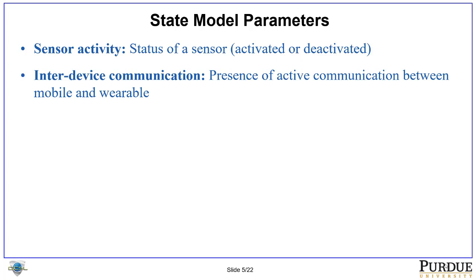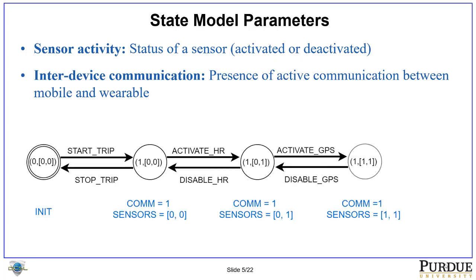Let's take a look with an example. Suppose we have a fitness application in a device with only two sensors, heart rate and GPS. Therefore, the state of the app will be defined by a vector with three variables. The first one corresponds to the communication, while the other two correspond to the state of each of the sensors. This finite state machine represents the state model of the application.